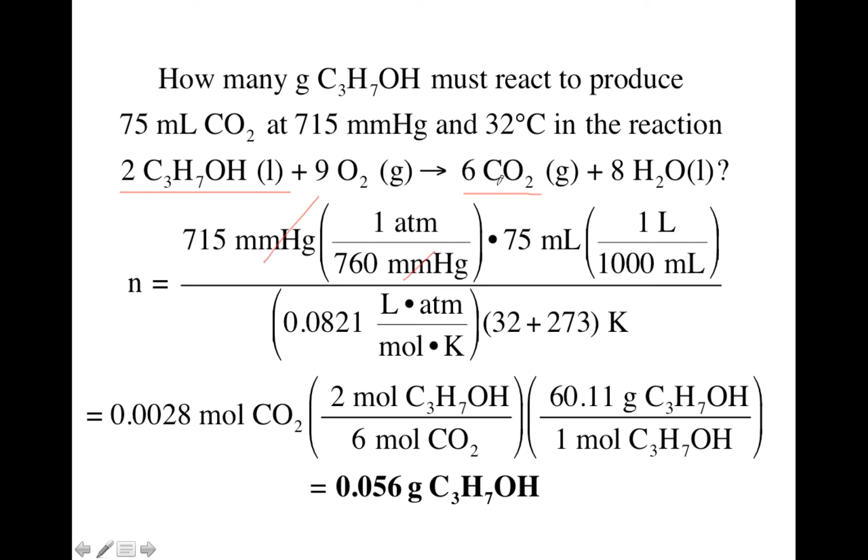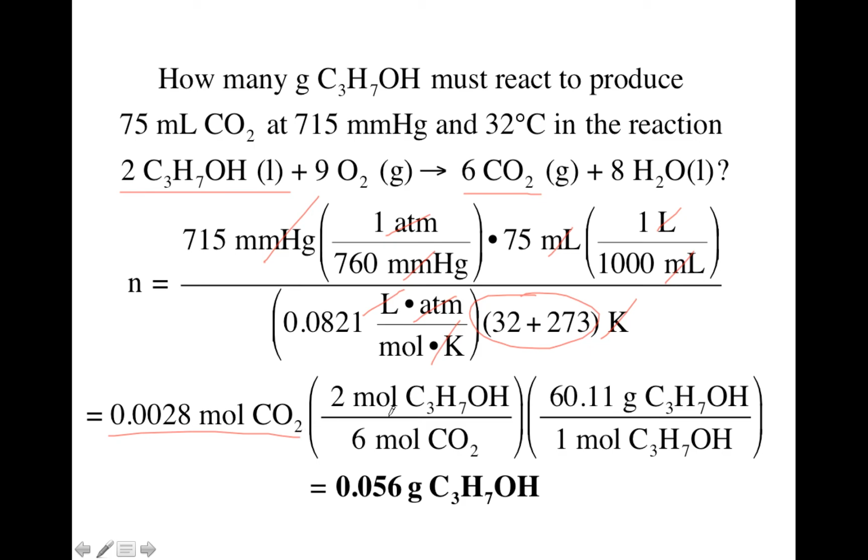We're going to convert the milliliters to liters by dividing by 1,000. And we're going to convert the Celsius temperature to Kelvin. So if I do all that, the atm cancel, the liters cancel, the kelvins cancel, and that will give us moles of CO2 using PV = nRT.